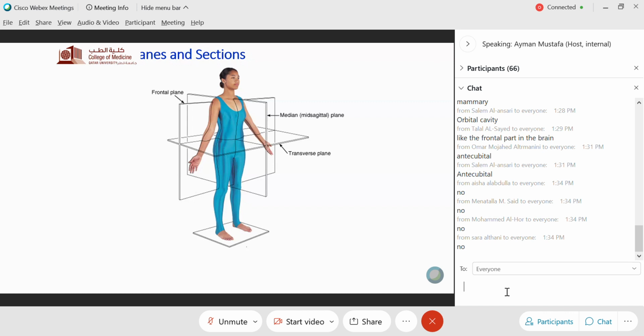Now, what about the frontal plane? The frontal plane, this one here, again, is a vertical plane. And this plane divides the body into anterior and posterior parts.